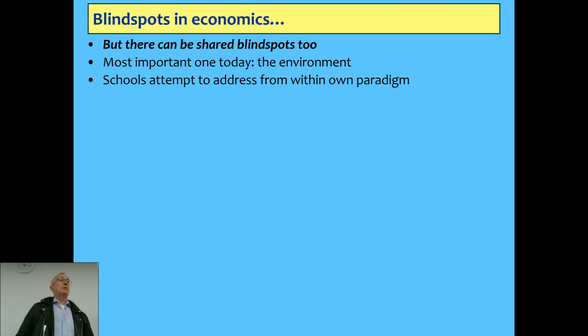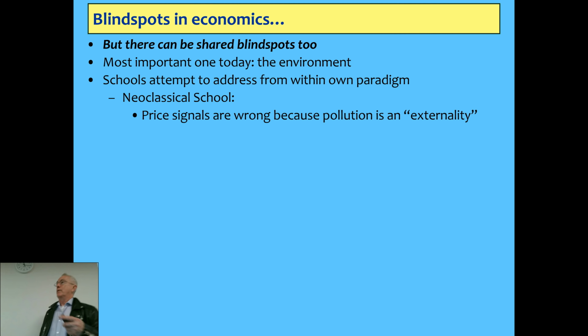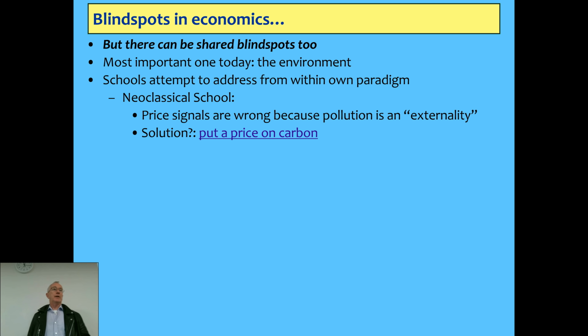So each school will attempt to address the ecology from the point of view of how they think about the economy itself. So the neoclassicals will think we have pollution, and the reason we have pollution is price signals aren't right. Pollution is something which people dump in the environment and don't have to pay for, and therefore there's too much of it. So what we need to do is get a price on carbon, for example, and that'll reduce the amount of waste, and that's the solution to the problem. That's how they think about it.